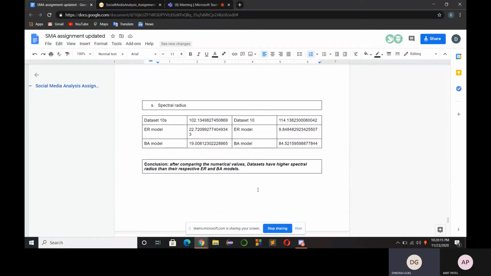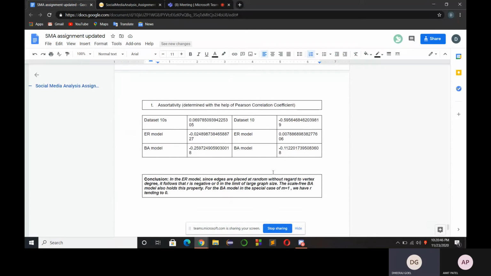Spectral radius. After comparing, this was a calculation done through code to calculate the spectral radius of the dataset 10s. As you can see, the value is 102.13, which is much higher than the other two models, that is 22.7 for the ER and 19.00 for the BA model. So as you can see, the dataset has a higher spectral radius as compared to both the models.